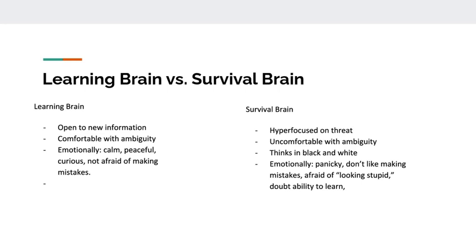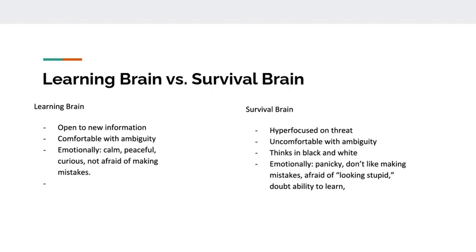It's afraid of making mistakes. It's afraid of looking stupid, doubts ability to learn, and emotionally it's very panicky and thinks in black and white. The learning brain, on the other hand, is the opposite of that. It's emotionally very calm, peaceful, curious, and it's not afraid of making mistakes.